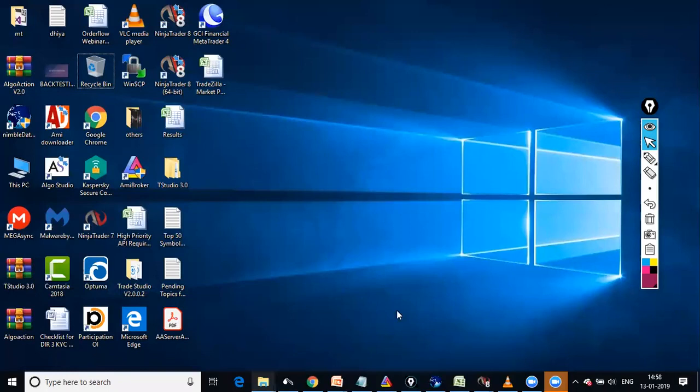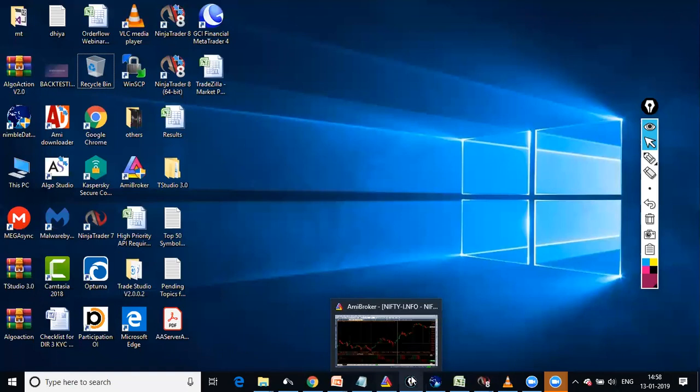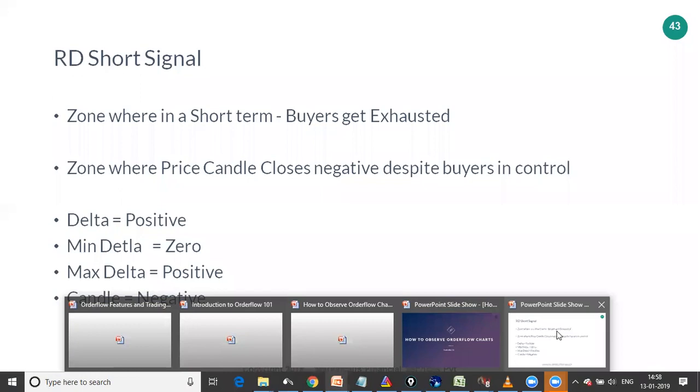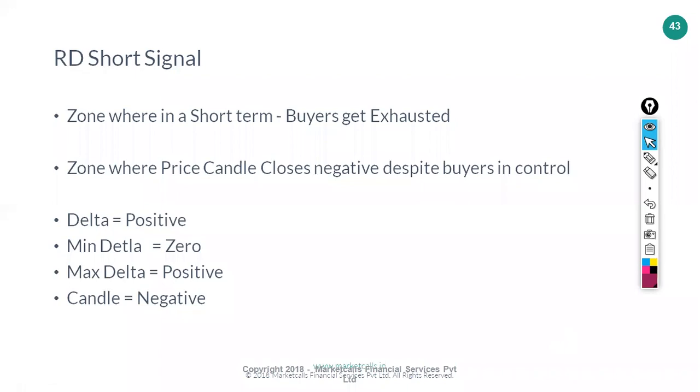I guess we are clear with the RD long and RD short signals. I'm going to show you a couple more signals next week. This is only based on ABC elongation, but we use the RD short signal and RD long signal in tandem with some other context as well.